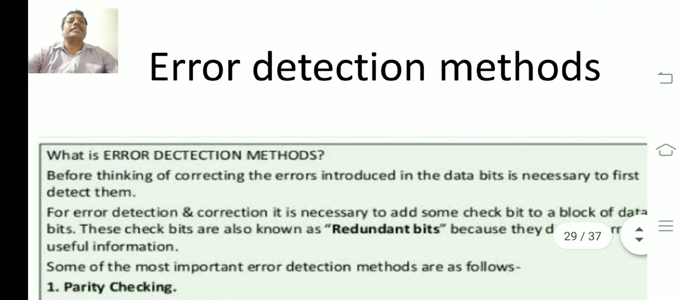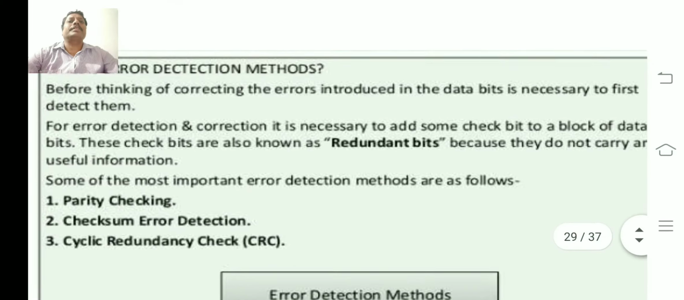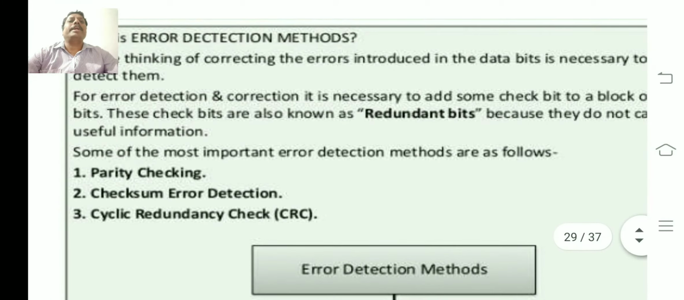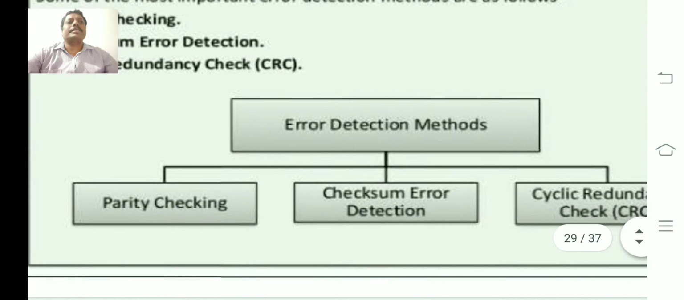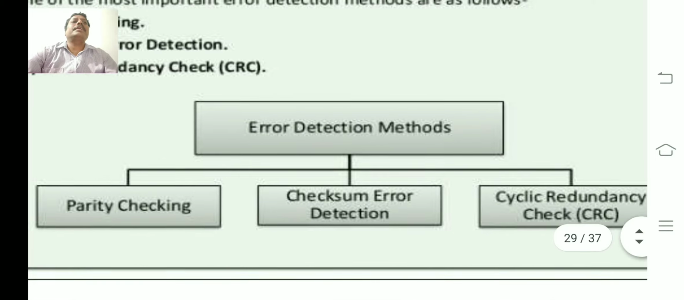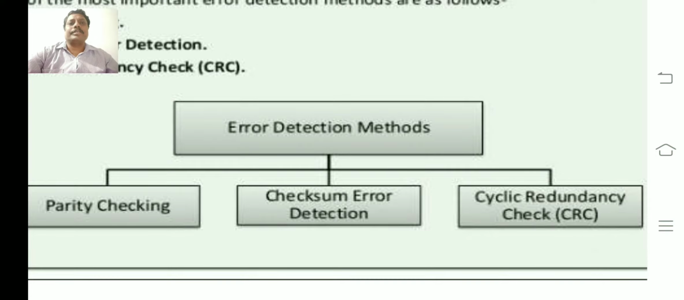Error detection methods. There are different error detection methods. Here we have parity checking, checksum error detection method, and cyclic redundancy check method. These are the three main error detection methods: parity checking, checksum error detection, and cyclic redundancy check. So, let us see one by one.